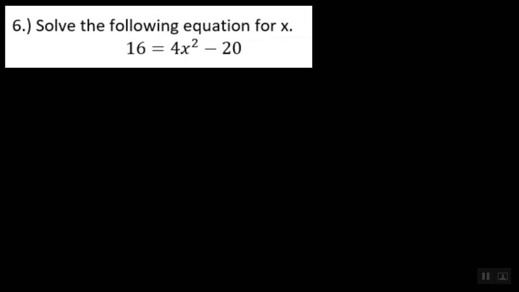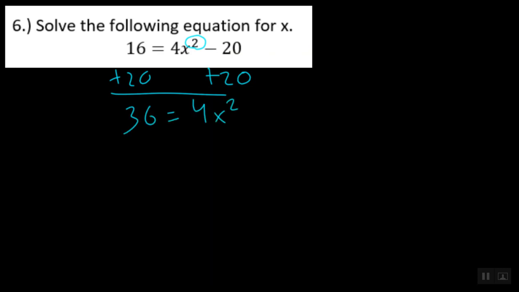Okay, so let's look at this one. Solve the following equation for x. Okay, well, I notice here we have this exponent square, but that doesn't really change anything. We still solve in the same order. We still get rid of our subtraction first by adding. So I will add 20 to both sides, and 16 plus 20 will of course be 36. 36 is equal to 4x squared.